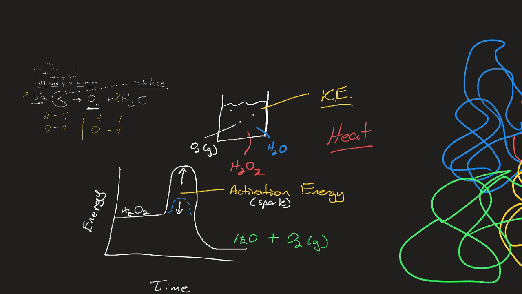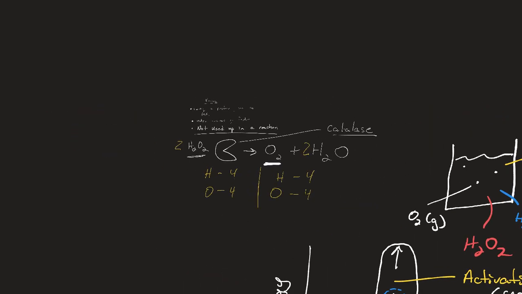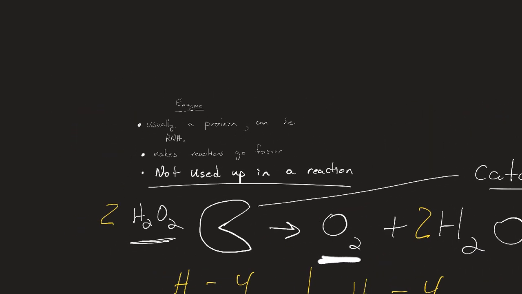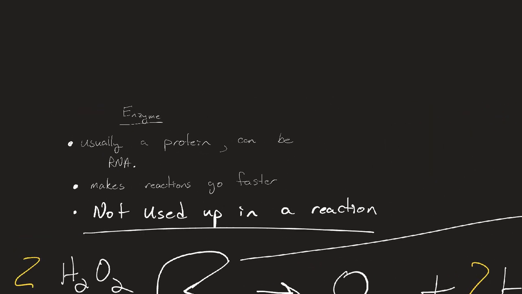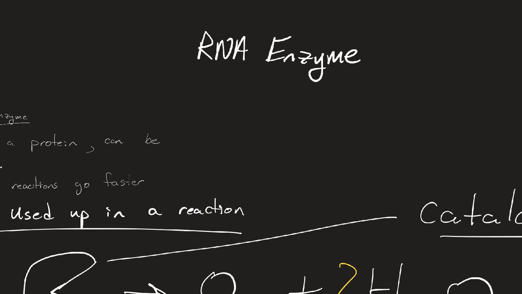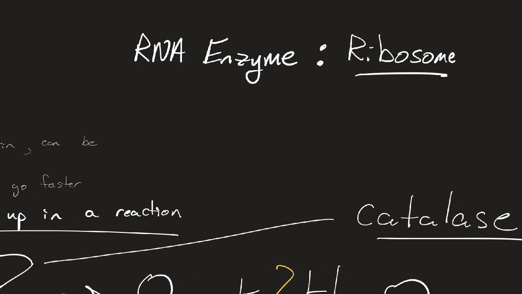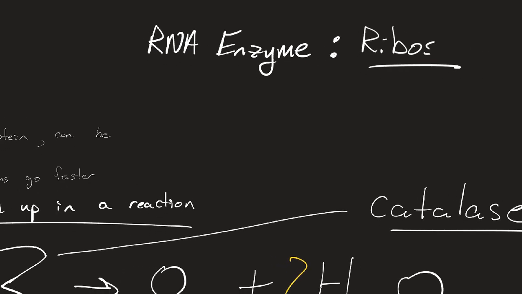It's usually a protein. By the way, because it's part of your review for your test, you should know that an example of an enzyme that is RNA, so not a protein, but RNA, is an organelle known as a ribosome. So a ribosome is actually an enzyme.